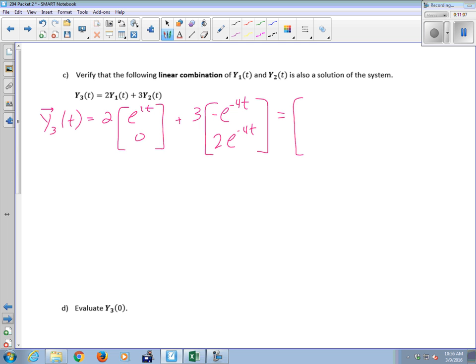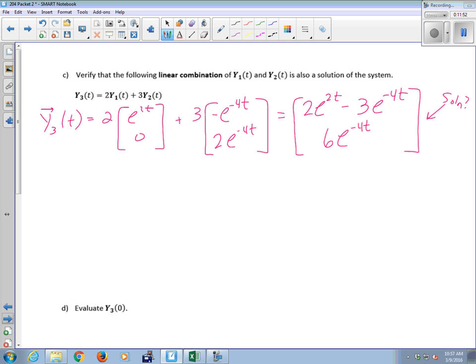When you multiply a vector times a scalar, what do you do? Multiply both entries by the scalar. And then when you add two vectors, you add component-wise, right? Add the first entry, add the second entry. So this is going to simplify to 2e to the 2t minus 3e to the negative 4t and 6e to the negative 4t. So I need to verify that this is the solution.